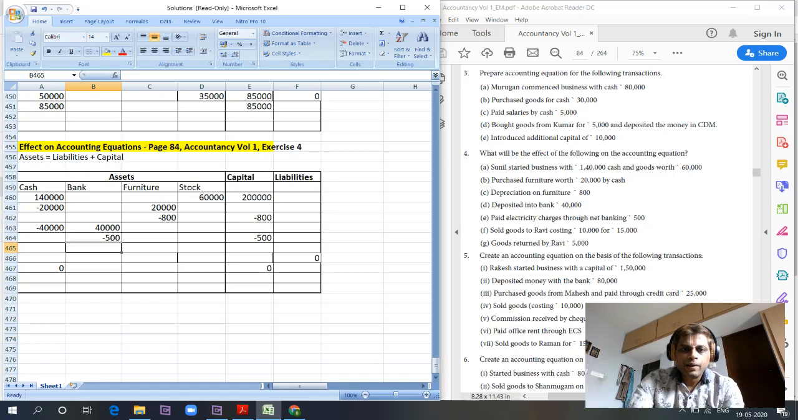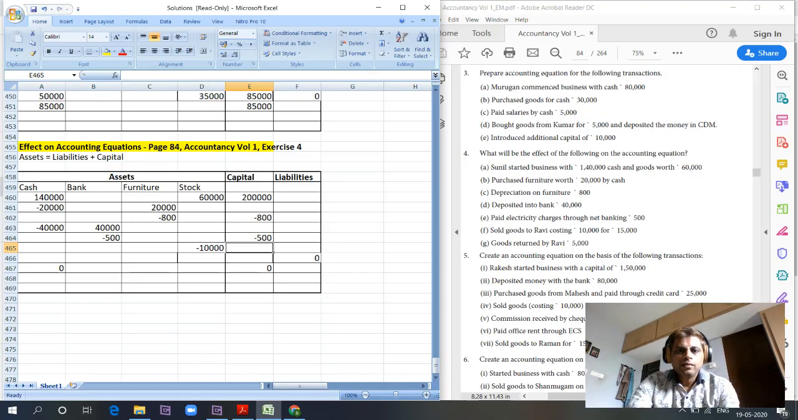It's an expense, so it will have an impact on the profits. And sold goods to Ravi costing 10,000 for 15,000. So the cost of the goods is 10,000, so reduce from stock 10,000. And the sale value of these goods is 15,000. See, 10,000 rupees worth of goods is sold for 15,000. So there is a profit of 5,000 rupees coming in.